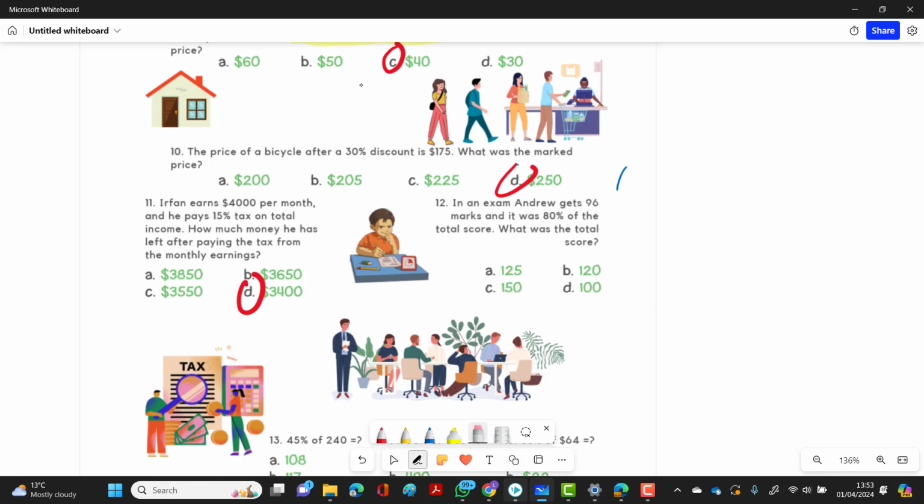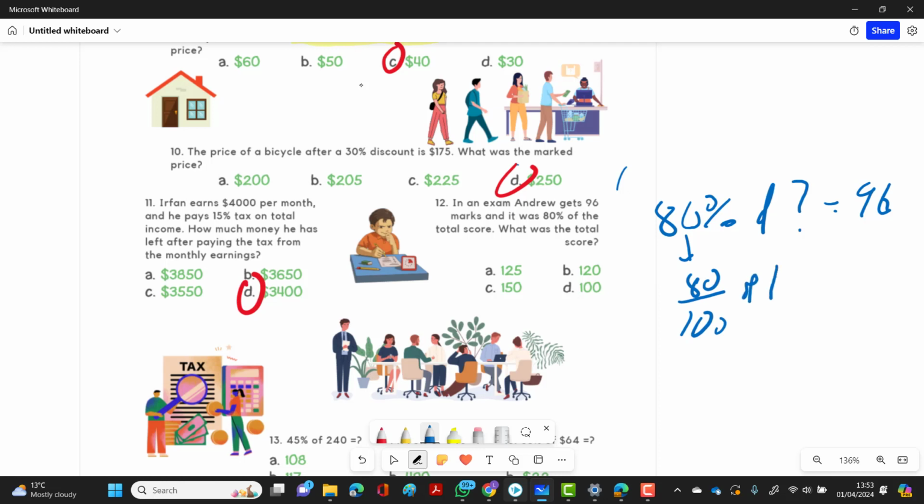In an exam, Andrew gets 96 marks and it was 80% of the total score. So 80% of the total, which you don't know, equals 96. So 80 over 100 of means times. So this is a fractional quantity. If you haven't done fractional quantity, go back to the fractional videos. So divide by the top and times by the bottom. So it's 96 times 100 divided by 80.